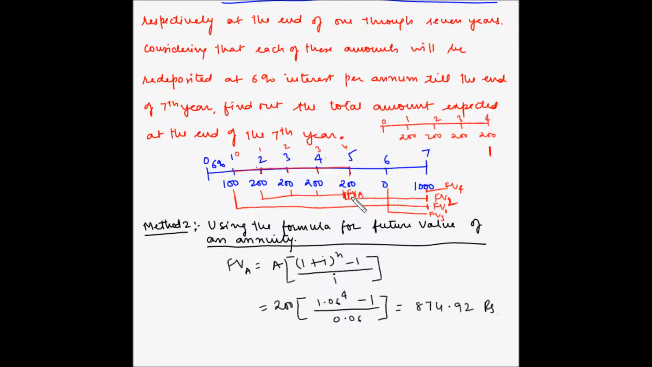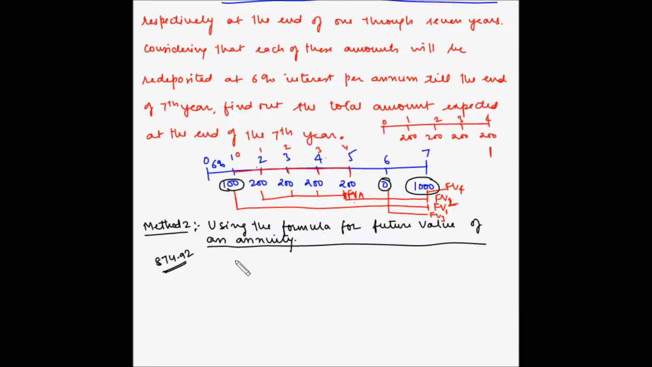So now we have 4 cash flows. One is this 100 rupees. Second is this FVA, which we just found out to be 874.92 rupees. Third is this 0 rupees, and the fourth is this 1000 rupees. So now we have to find out the future value of these 4 at the end of the 7th year. So I have noted the value of FVA here, 874.92 rupees.